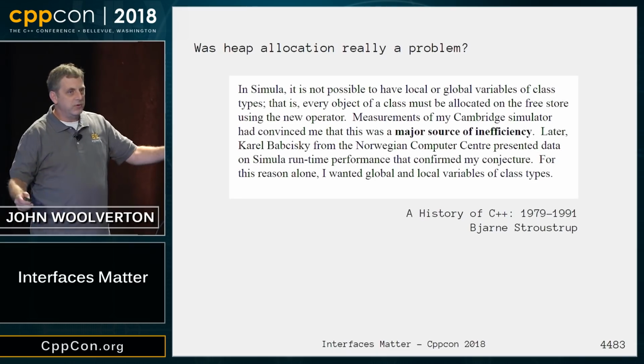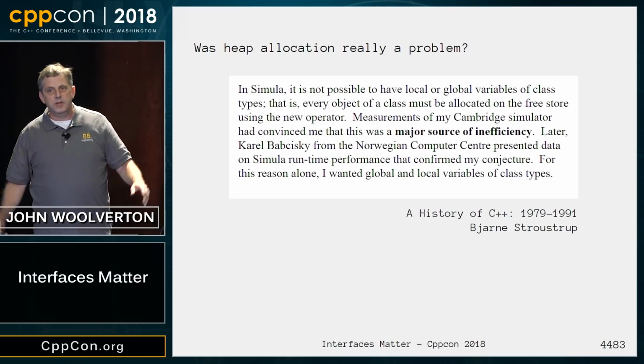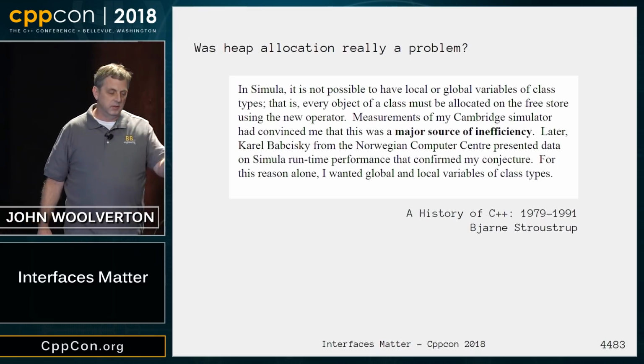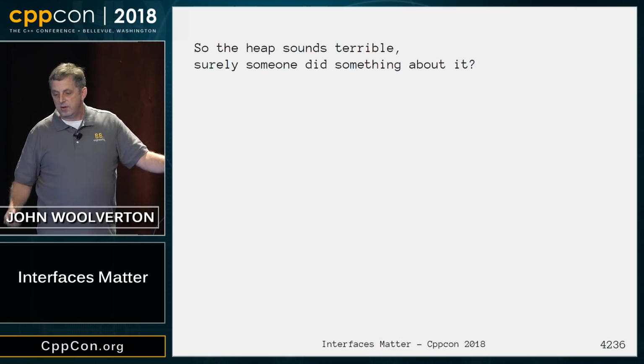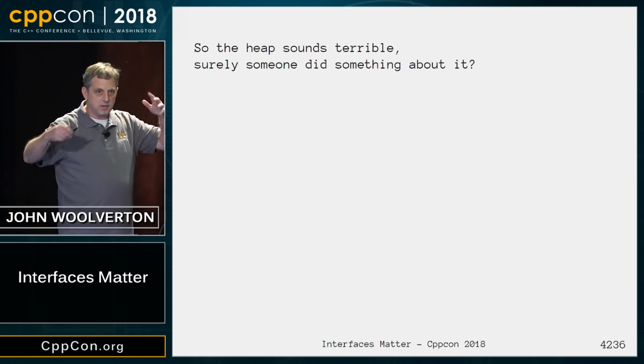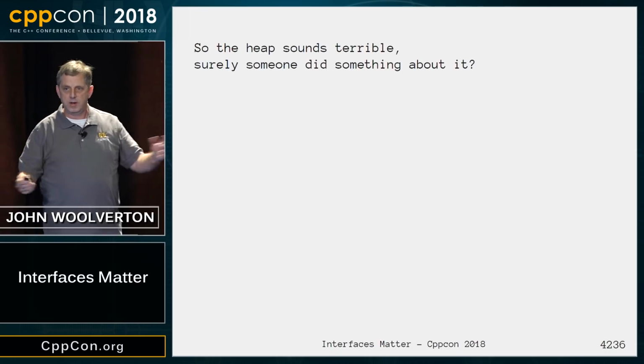So Bjorn's on my side. Heap allocation is not necessarily the best way to go. All right, so we've got these containers. They're on the heap. What can we do about it? Surely somebody came along already and took a whack at trying to fix this.